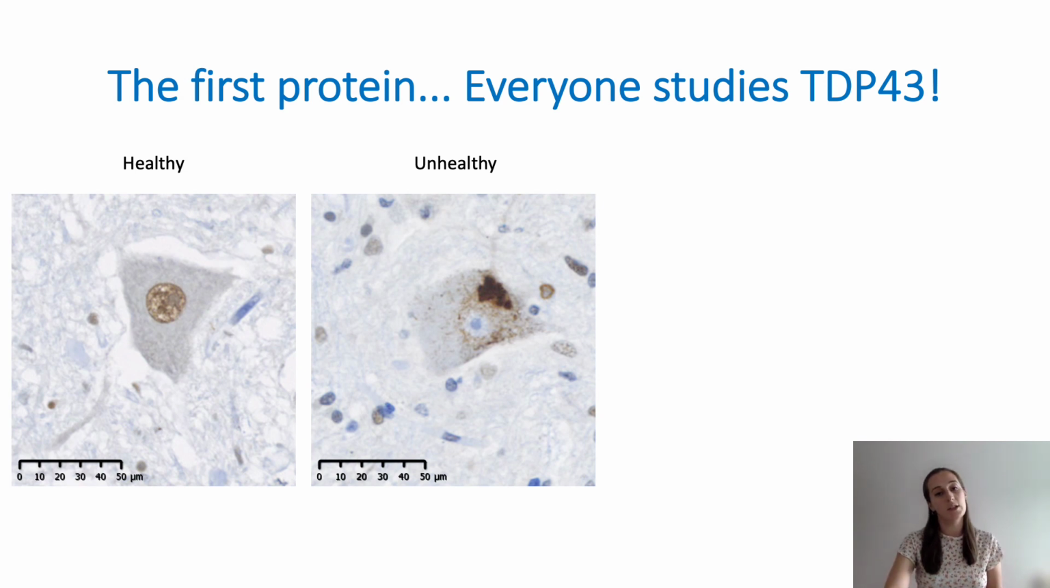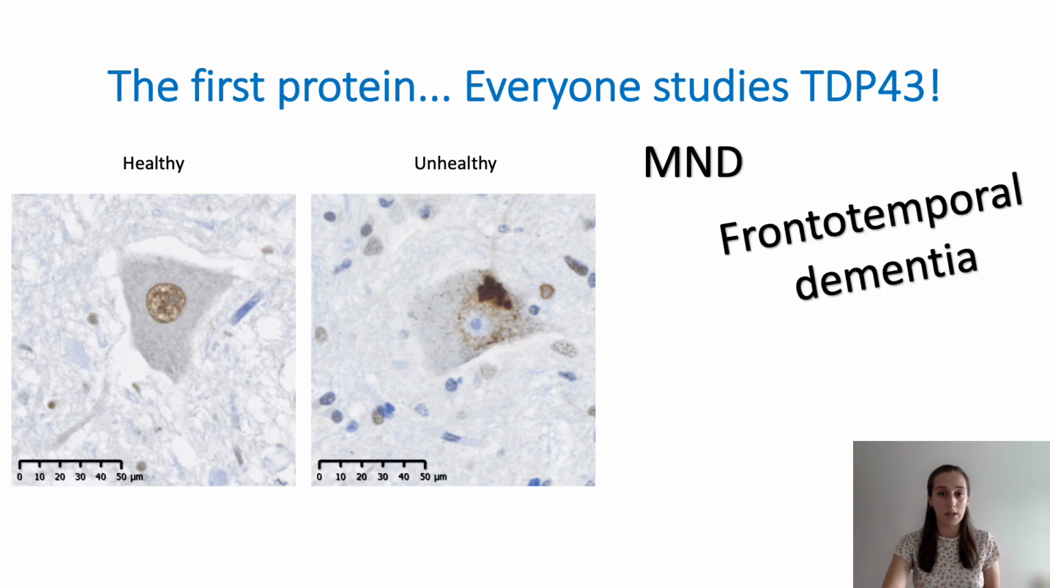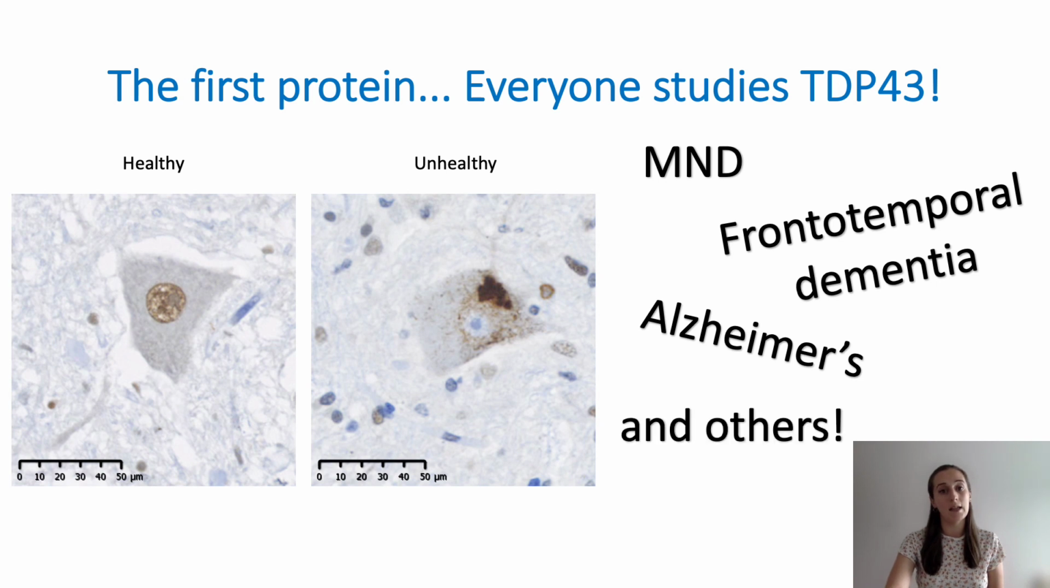So this is a feature that's seen in 97% of all MND cases, but it's also seen in frontotemporal dementia, or FTD, and Alzheimer's disease, and in other neurodegenerative diseases, so it isn't specific to motor neuron disease. But it isn't the only protein that is misplaced or clumping in MND.